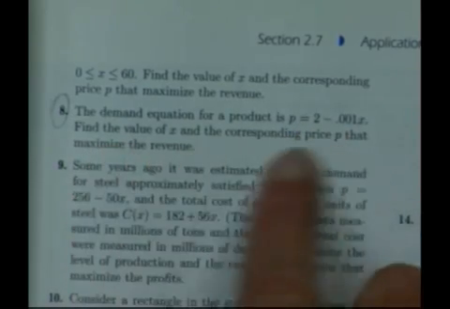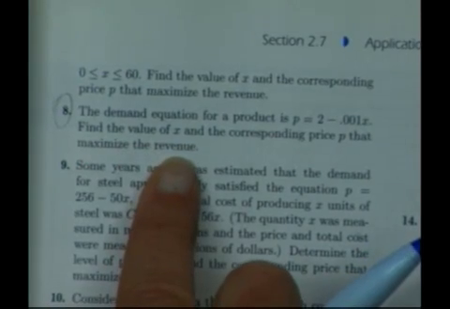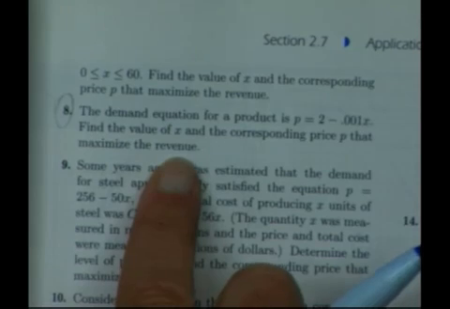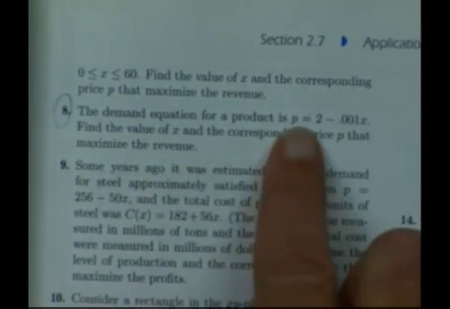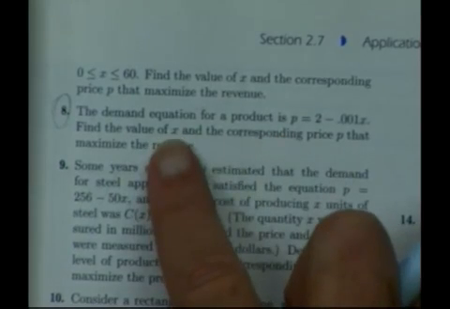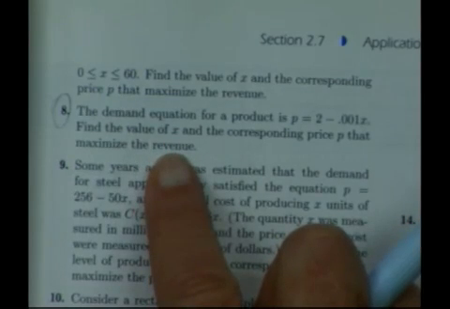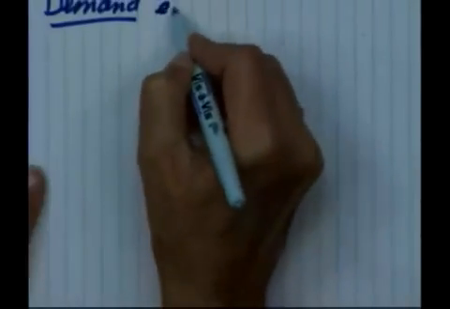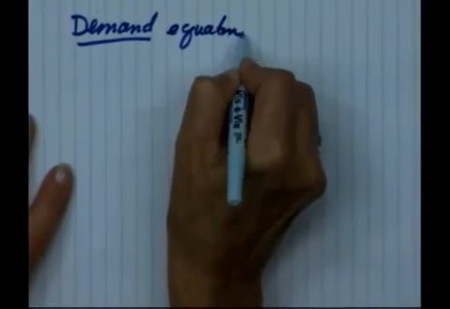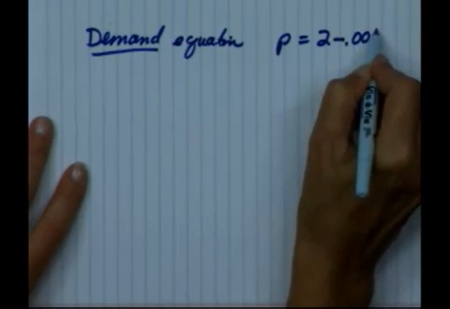And we're supposed to, in this problem, maximize revenue. Okay, so revenue, remember we talked about cost, profit, and revenue. And P is the price, X is the number of items purchased, but we need a function for revenue. Okay, so let me just jot this down. Okay, we have a demand equation, and it's price equals 2 minus 0.001x.